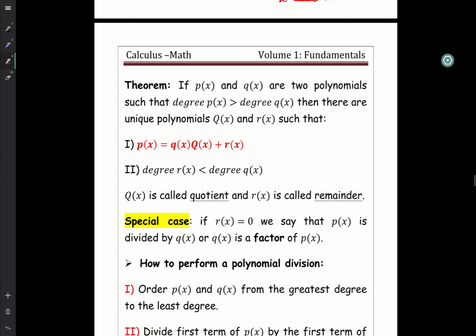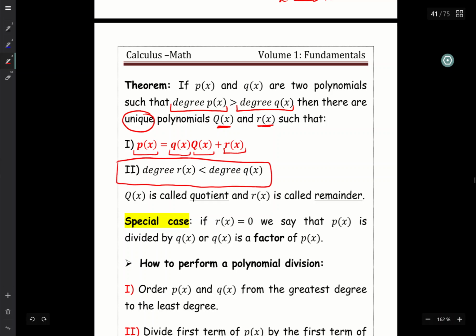Theorem: if p of x and q of x are two polynomials such that the degree of p is greater than the degree of q, then there are unique polynomials capital Q and R such that p(x) is q times the capital Q plus R. And the main property here is the second one. So the second one is the main property of the division.